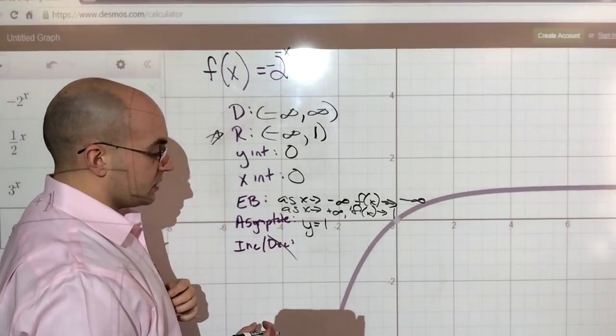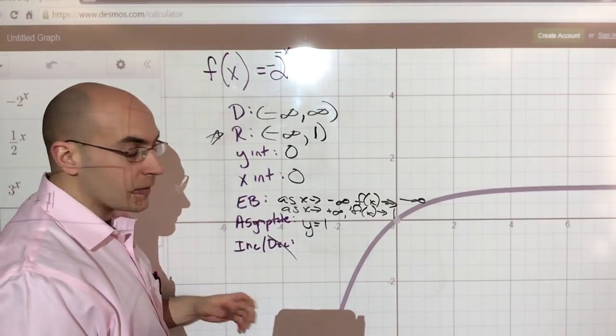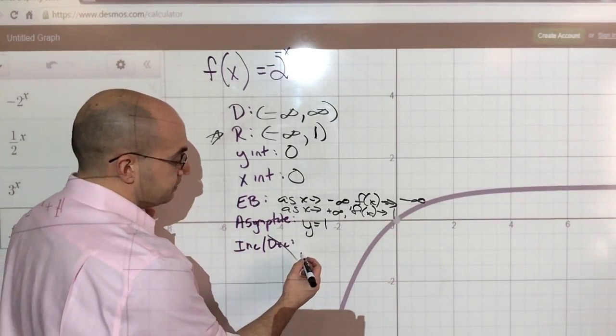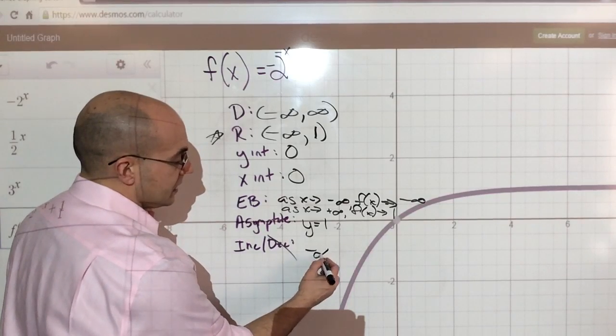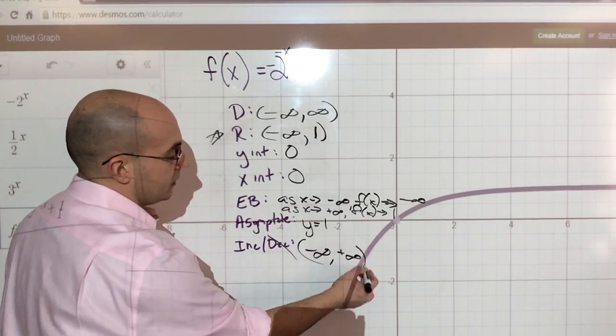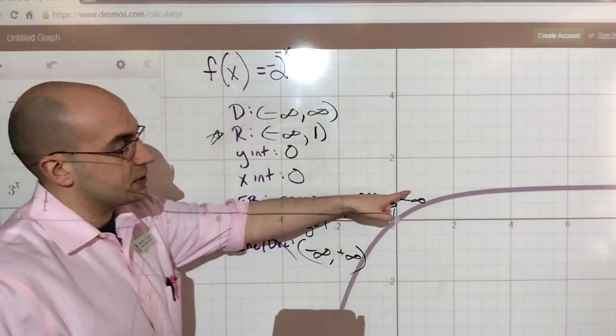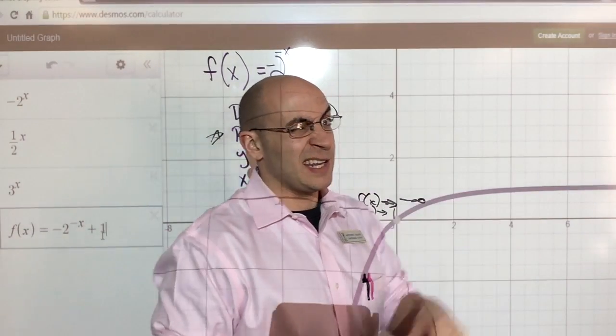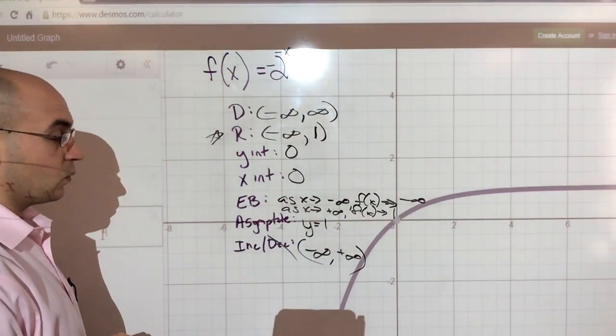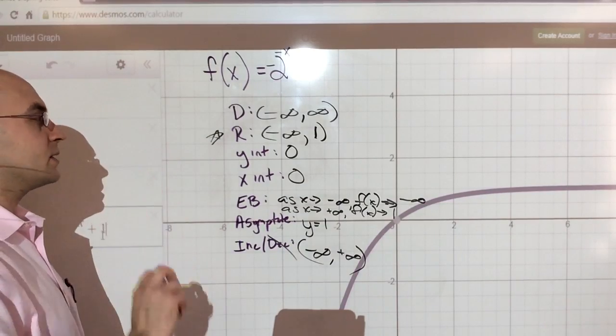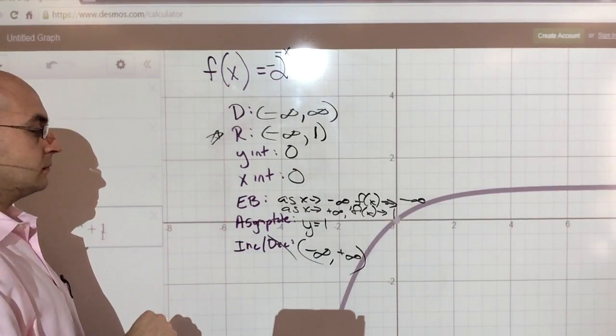And then the increase, well, this function is always increasing forever. It's never going downhill. So my interval of increase is negative infinity to positive infinity. It will always increase. Even though it looks like it's not going to, it's still infinitely getting closer to the line y equals 1, so it will always go forever up and increase.